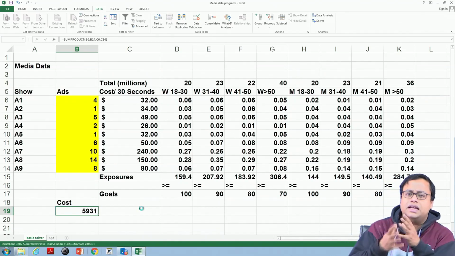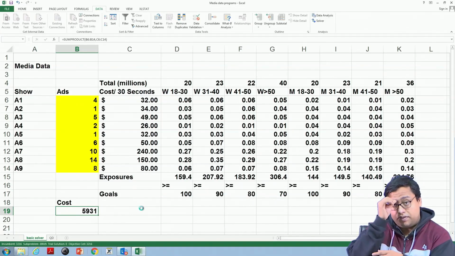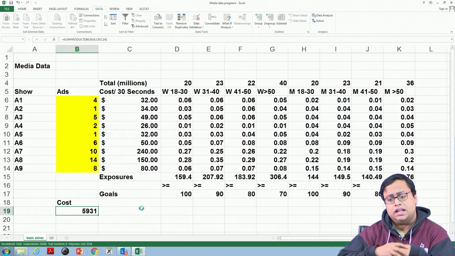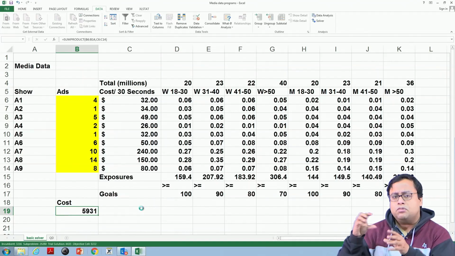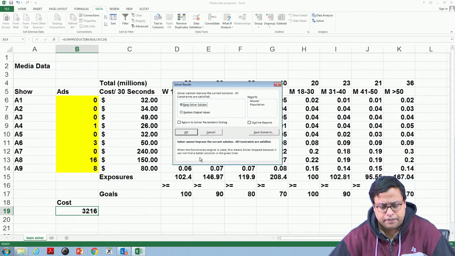So, what it does? It will again change these values, the values which are in yellow cells, and try to find out what is the lowest cost. So, 3216 is something that I have already reached, and let us say I will wait for 1 more minute and see whether I can reach a further lower level or not. Now, if by chance the demographic profiles were different, let us say, so okay.